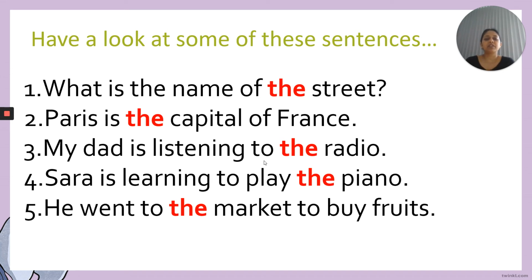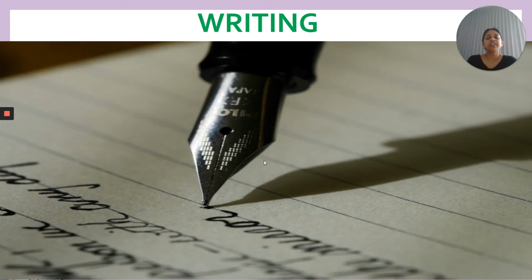He went to the market to buy fruits. Now he didn't go to any random market. He went to one specific market that he always goes to, which is why we say the market. Okay? Right. Now, that's all we have on the learning part of the article.